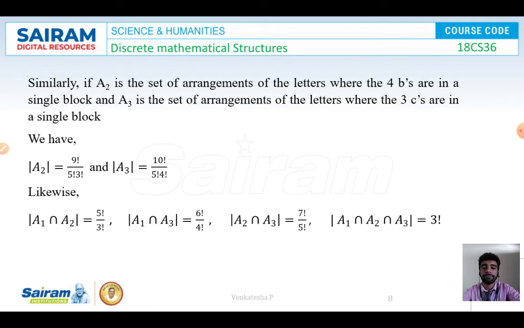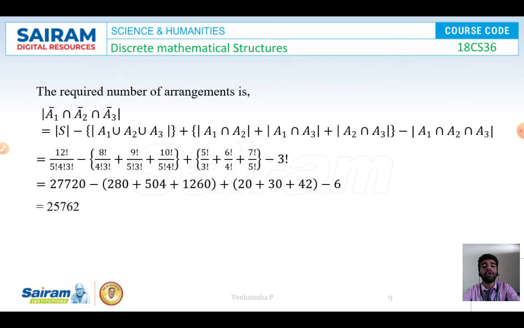Like this. The order of A1 intersection A2 is 5 factorial by 3 factorial. Order of A1 intersection A3 is 6 factorial by 4 factorial. Order of A2 intersection A3 is 7 factorial by 5 factorial. So in the last one, to find the order of A1 intersection A2 intersection A3, I will be assuming A is a single block, B is a single block, C is a single block. So I will be having 3 numbers, it is 3 factorial.